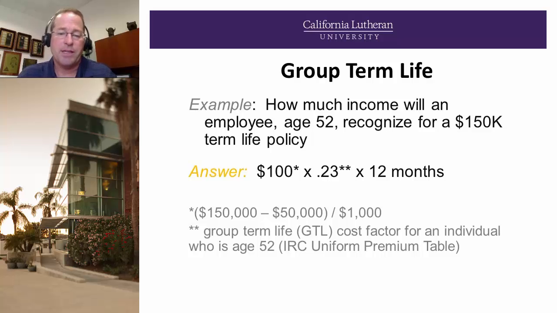And again, here's an example of what we just talked about. How much income would an employee age 52 recognize for a 150,000 term life policy? In this example, it'd be 100 times 23 cents, the assumed premium, times 12 months. So fairly straightforward on that.